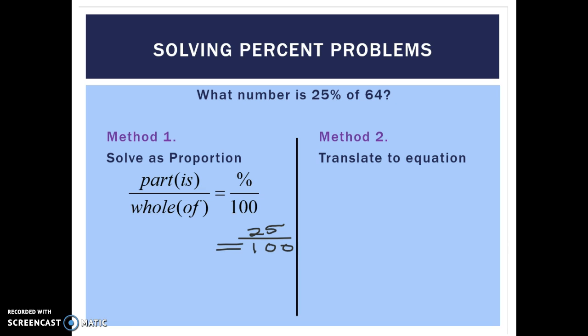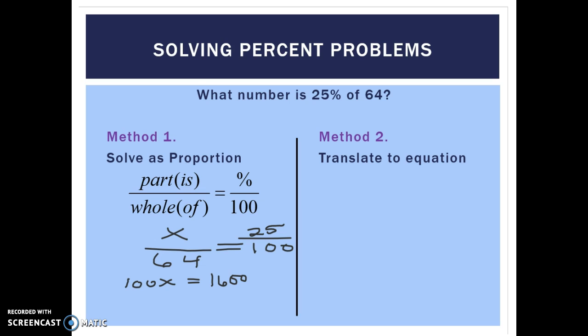So what number is 25% of 64? This is the whole number that we're looking at, so that's going to go in our denominator. And our unknown value is the part of that, the 25% number, so we're going to put x in there. Now this is just a simple proportion, so you can actually cross multiply to solve. And so cross multiplying 64 times 25 and x times 100 gets us 100x equal to 64 times 25, which is 1600.